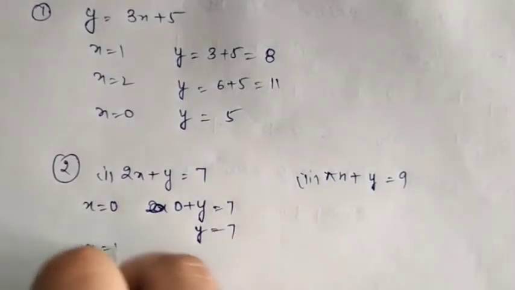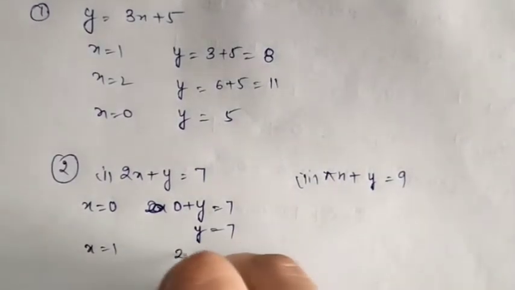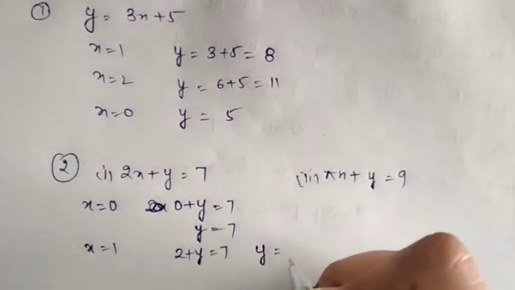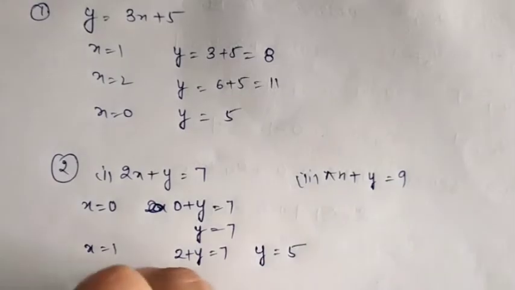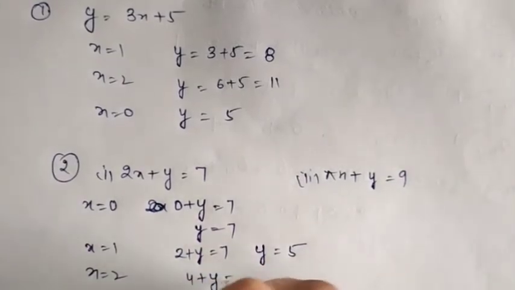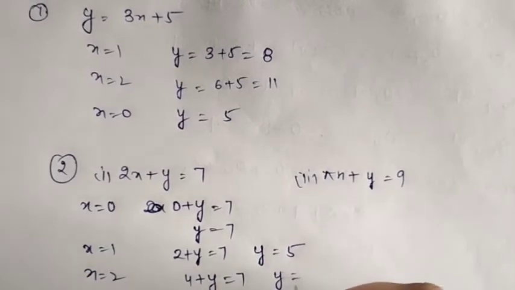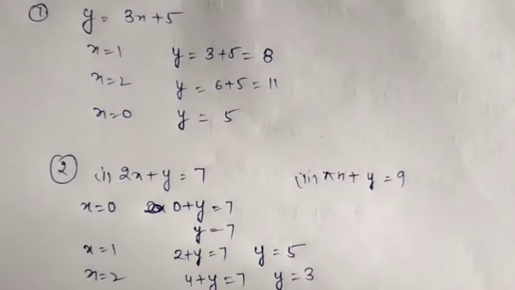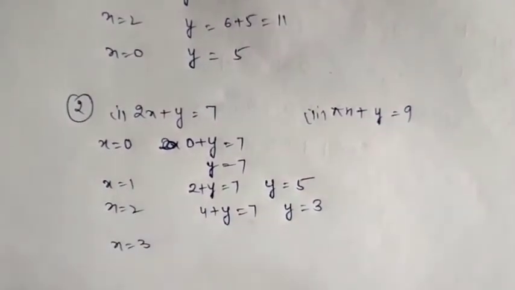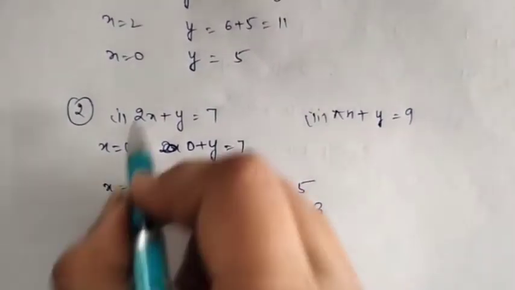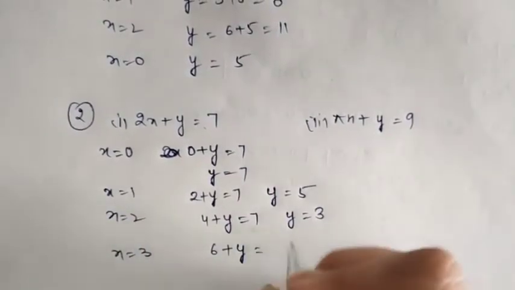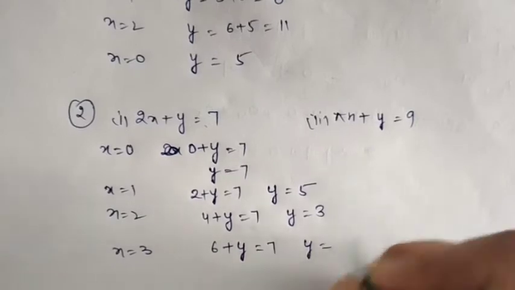If I put x equals to 1, then y will be 2 plus y equals to 7, then y क्या होगा, 7 minus 2, that will be 5. If I put x equals to 2, then 4 plus y equals to 7, that means y का value क्या होगा, 3, right. If I put x equals to 3, then our equation changes to 6 plus y equals to 7, and y का value here we get 1.